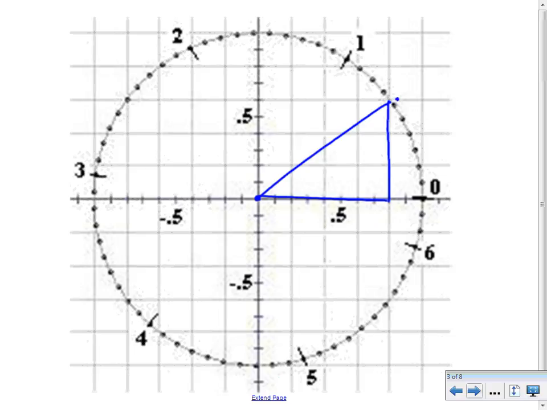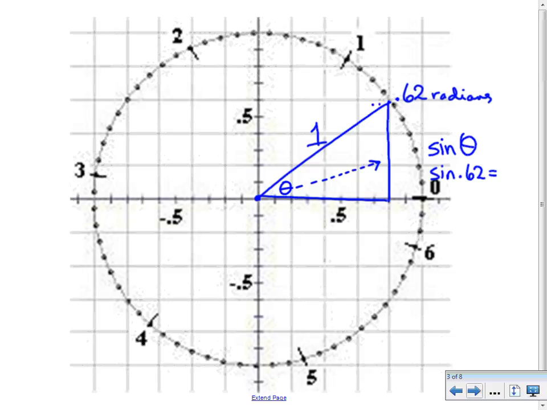This is about 0.62 radians. And that angle has, for example, a sine. So the sine of, in this case, 0.62 is equal to the y coordinate, or in terms of SOHCAHTOA, it's equal to the opposite over the hypotenuse. In the unit circle, the hypotenuse is 1.